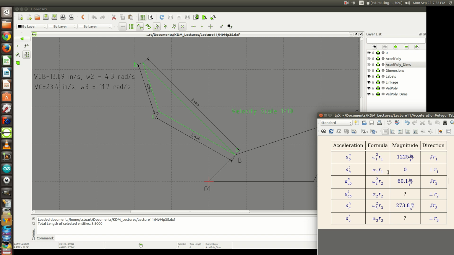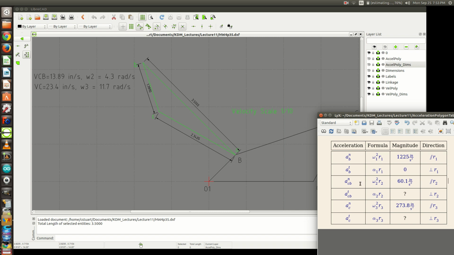We always know that the normal acceleration of a point is parallel to the link, and it is going in the direction from the moving point towards the stationary point. The tangential acceleration of B in this case is 0 because we are given no angular acceleration for link 1.